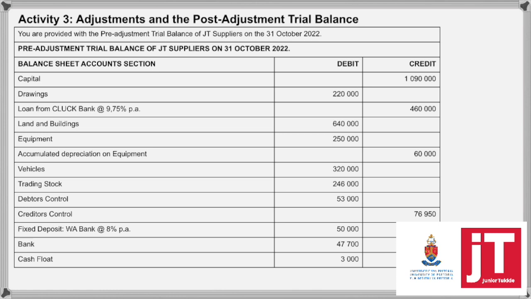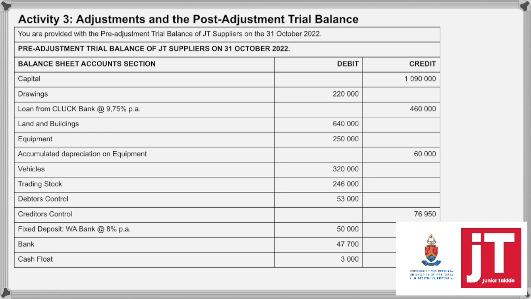So now we get to the activity, and they give us the pre-adjustment trial balance of JT Suppliers on the 31st of October 2020 and 2022, and they give us the figures. So these figures are pre-adjustments, in other words, before I had to adjust it for the end of the year. And why do we do adjustments? Remember, we have to adjust so that we can record the most accurate income and expenses, so that we can record the most accurate profit or loss for the financial year. And that is why we have to do adjustments.